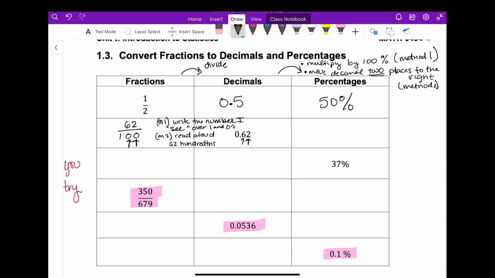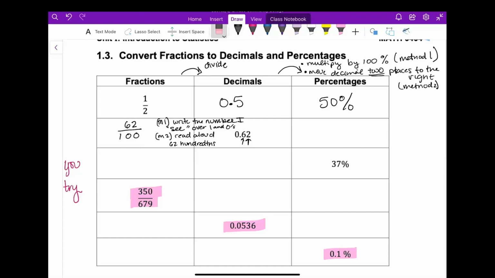And so the hundredths here in that word indicates that you're going to be over 100. Okay? I hope that makes sense. So there's two different ways of writing it. The first method, you write the number that you see on the numerator, and then on the denominator, you always put a 1 next to the amount of decimal places you see with zeros. The second method is just to read the number out loud. This one is 62 hundredths, so that it shows that it's over 100.